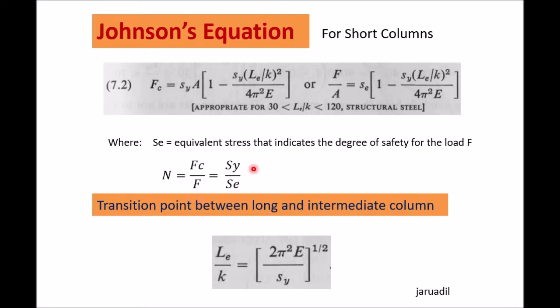Meron tayong transition point between long and intermediate column. So, sabi natin yung long column for Euler's equation, ito naman ay short column, Johnson's equation. So, meron tayong transition point na equation between these two. Yung LE over K is equal to the quantity 2 pi squared E divided by SY raised to 1/2 or square root of this term.